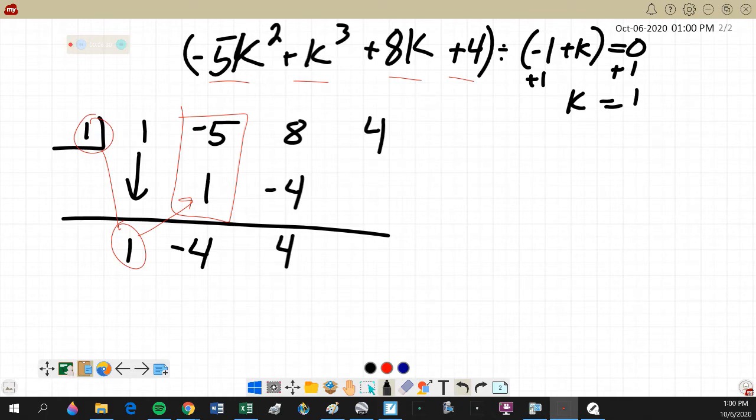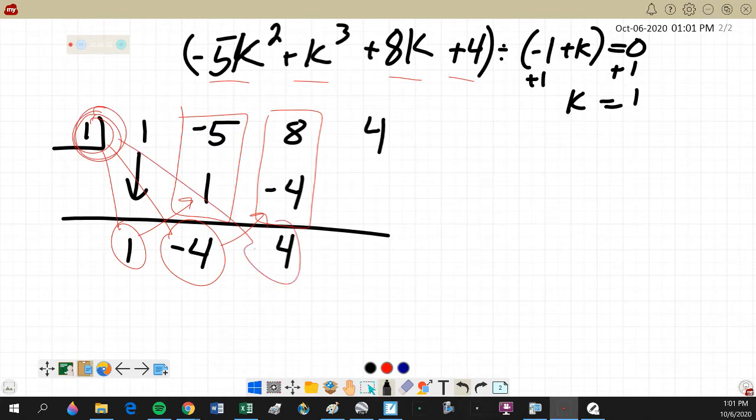Negative 3. Yeah, well, it will. And then the next one, you do this times this equals that. Then whatever this says, you just do it. 8 minus 4 is 4. And then this times this is that. And then whatever this says, you just do it. A positive 4 and a positive 4 makes 8.